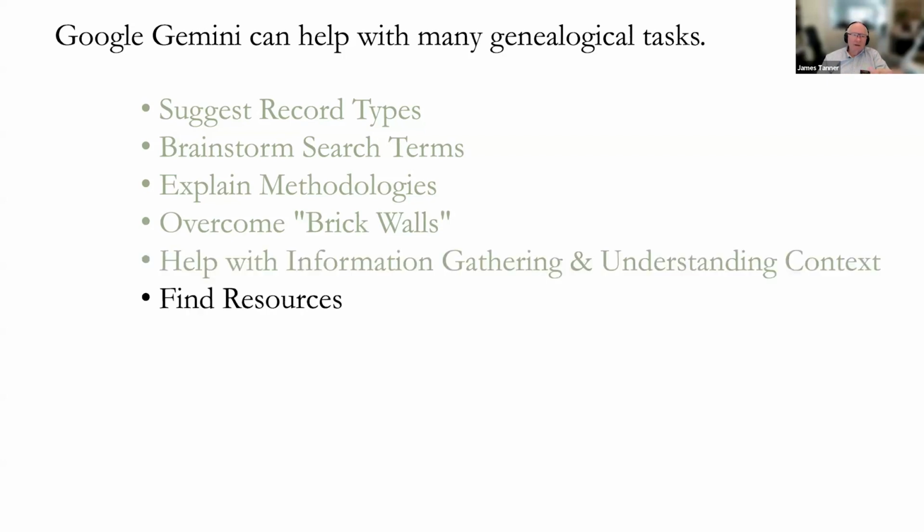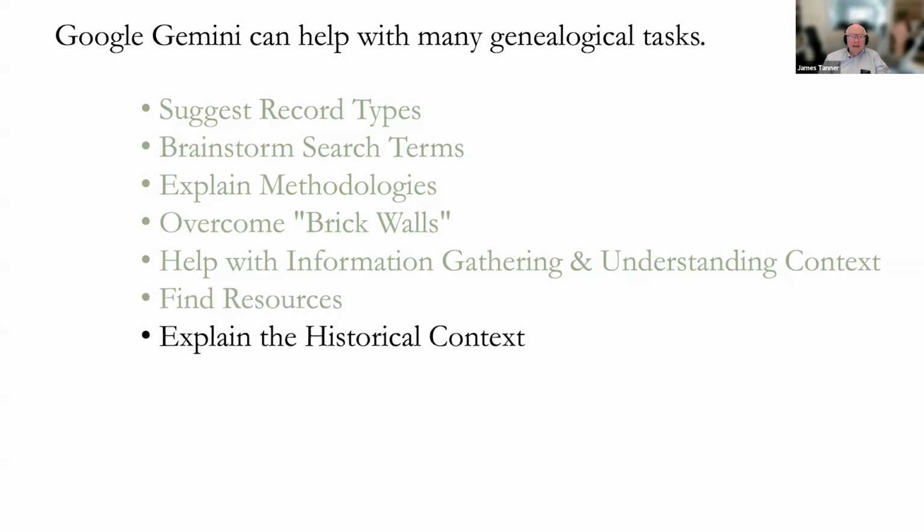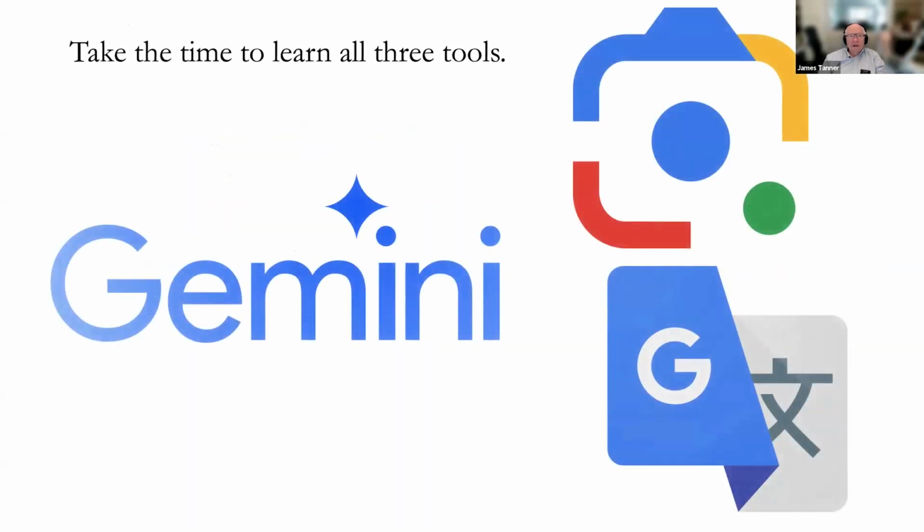And it can help you find the resources. You can just ask it to give you a list of all the records. This is an interesting thing because FamilySearch is completely searchable by Google. You can use Gemini to ask your questions about what's on FamilySearch if you want to do that. And you can have it explain the historical context and define terms, and a lot more that it will do as you go along. So take time to learn all three tools: Gemini, Lens, and Google Translate.